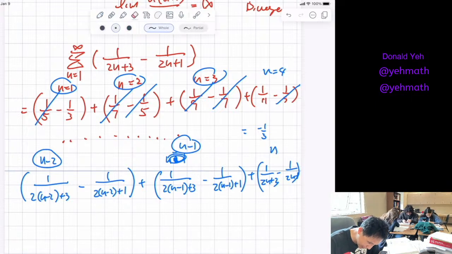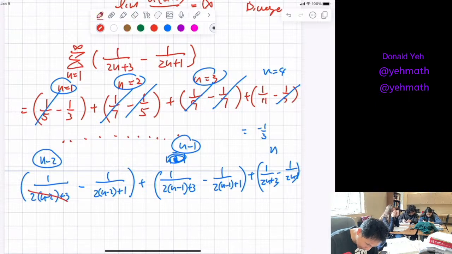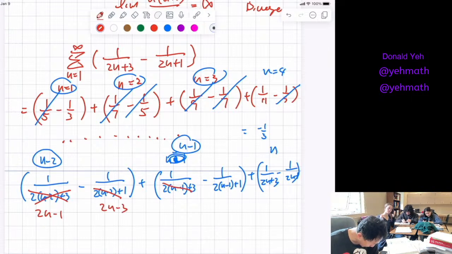So I'm going to erase this part. Can somebody simplify this for me? For this first part, it'll be 2n minus 4 plus 1, which is what? 2n minus 1, right? Does that make sense? This one is going to be 2n minus 3, and this one is going to change to 2n plus 1. Is that okay?